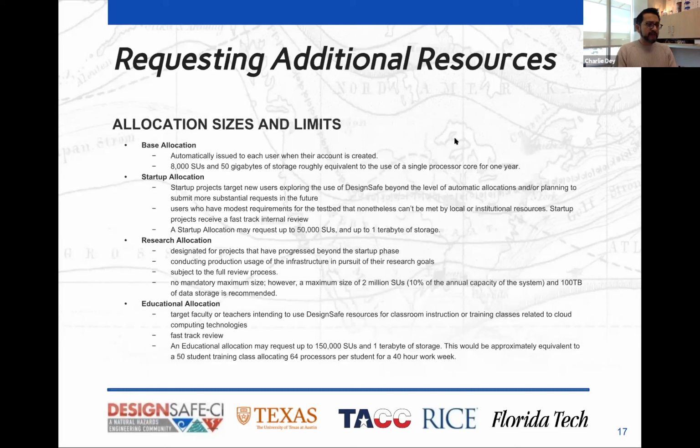All right, so the different types of allocations: we have base allocations, and there are startup allocations. A startup allocation could be 50,000 SUs with a terabyte of storage. A research allocation could be up to about 2 million SUs and 100 terabytes of storage. And then we also have educational allocations.